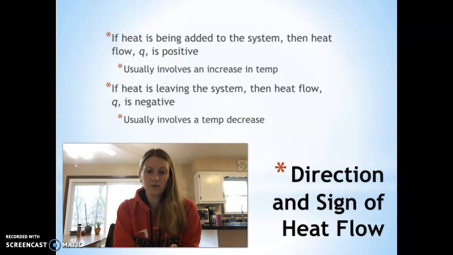When we're talking about heat flow, we're talking about this property called Q. So Q is heat flow. If you are adding Q, or heat, to a system, then it's going to be positive. Because it's coming in, you are increasing the heat within that system, therefore making it positive. This usually involves an increase in temperature. However, if it's leaving, then Q is going to be negative, because now heat is going from the system outside, so it usually decreases the temperature, thus making a negative Q.